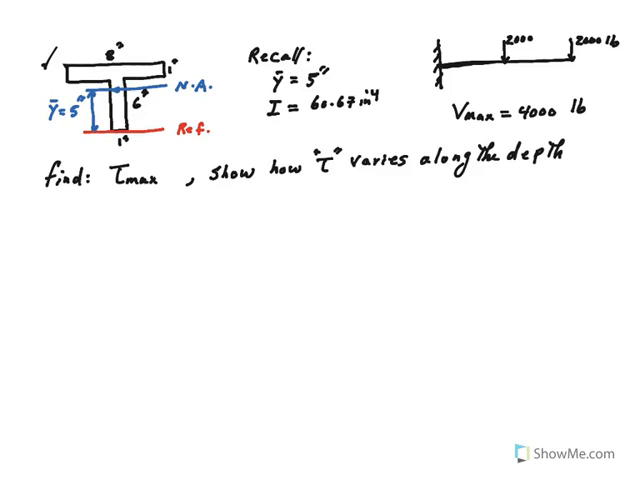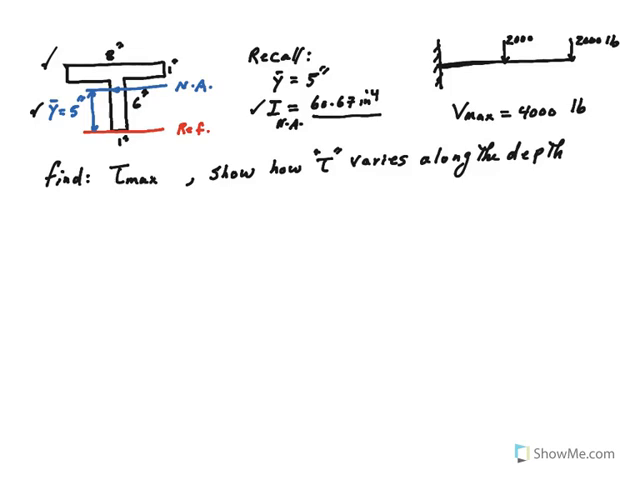So you guys recall, if you go to the video called Bending Stress Number 2 that I sent you last week, you'll see that we determined that the centroid is going to be 5 inches from the reference, and we calculated the moment of inertia with respect to the neutral axis, which came out to be 60.67 inches to the power 4.